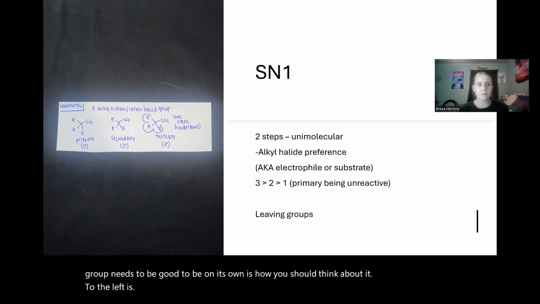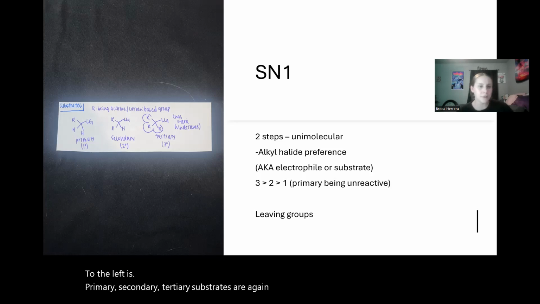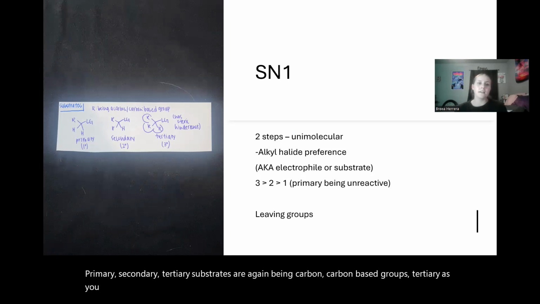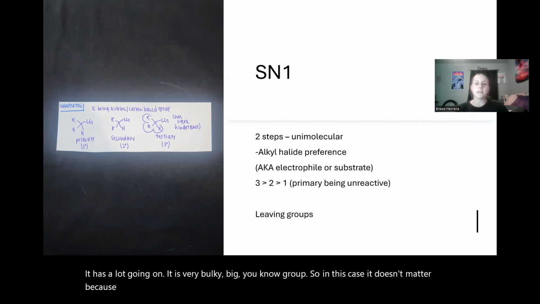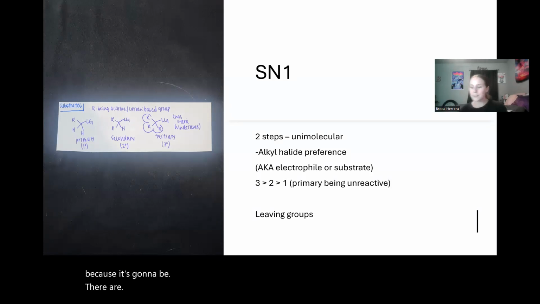So to the left are just primary, secondary, tertiary substrates, the R's again being carbon-based groups. Tertiary, as you can see, has a lot going on. It is a very bulky, big group. But in this case, it doesn't matter because the carbocation is going to be planar, so it's not really worried about the steric hindrance here.